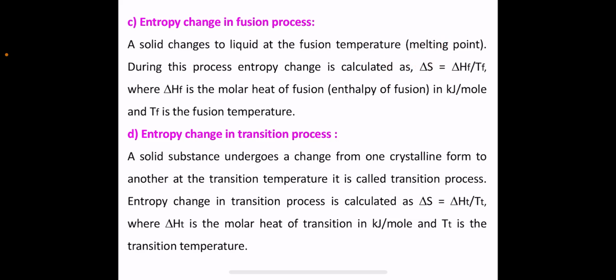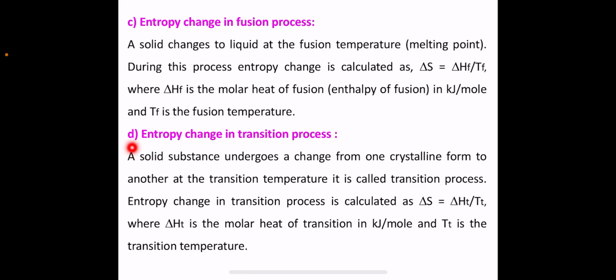So when a solid is heated or the temperature is raised, it changes its state to liquid at the fusion temperature. During this process, entropy change is calculated as delta S equal to delta Hf divided by Tf, where delta Hf is the molar heat of fusion or enthalpy of fusion, measured in kilojoules per mole, and Tf is the fusion temperature.